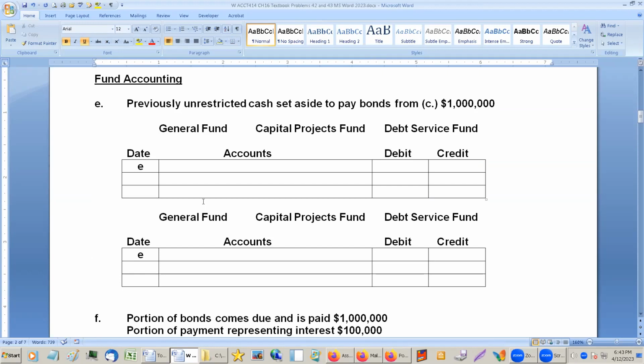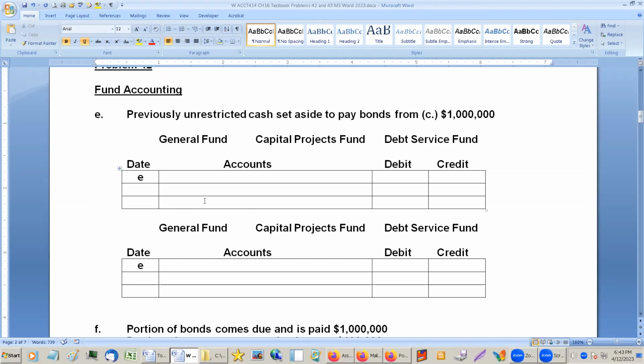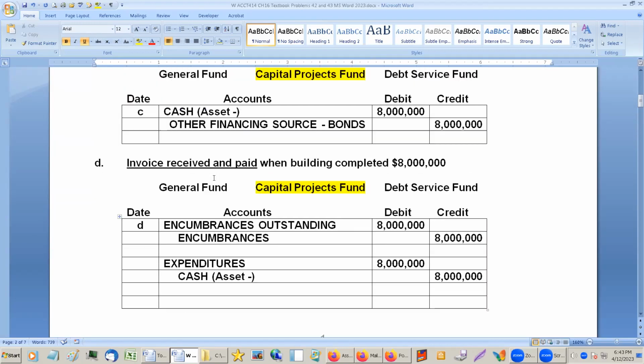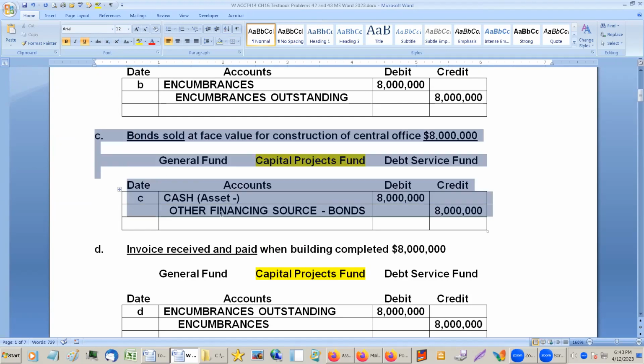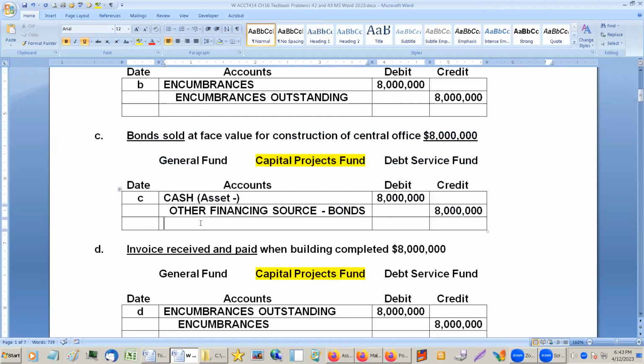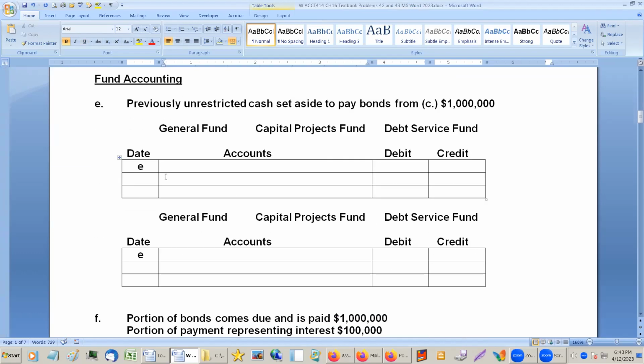Okay, previously unrestricted cash set aside to pay bonds from C. So, $8 million bond. Yep. Okay. So we're not completely irresponsible. We do set aside money to pay off these things.